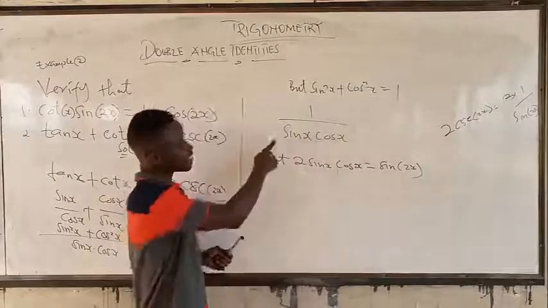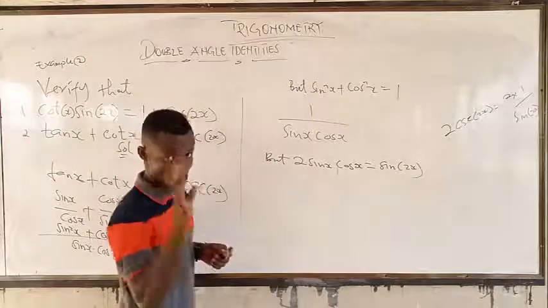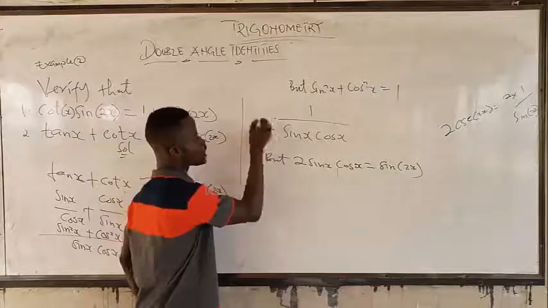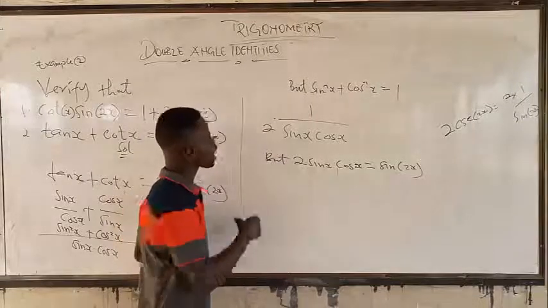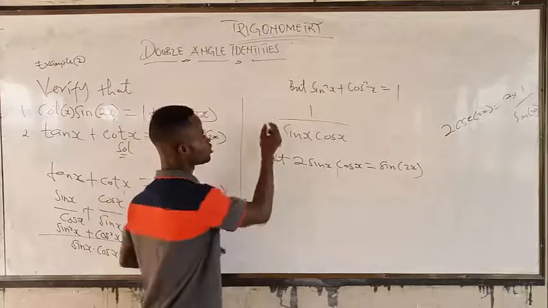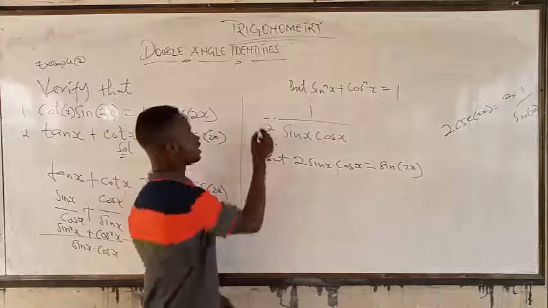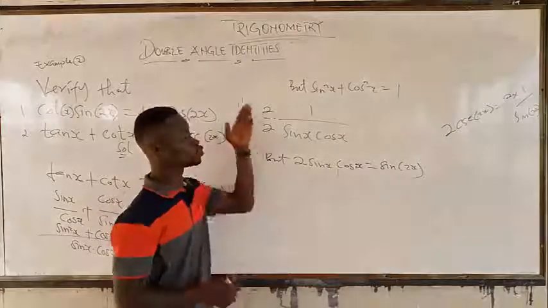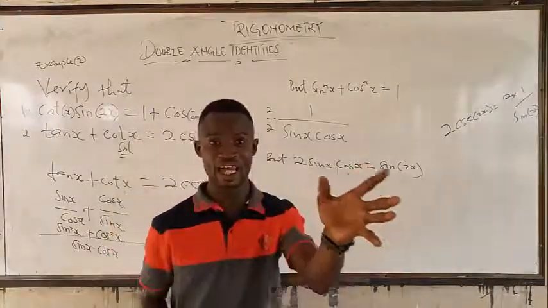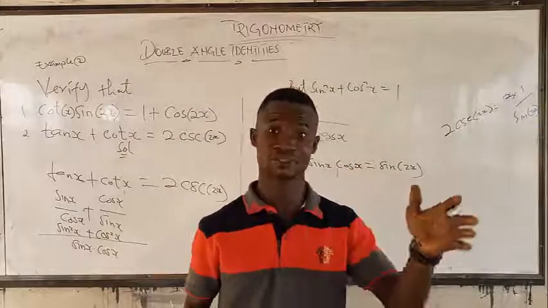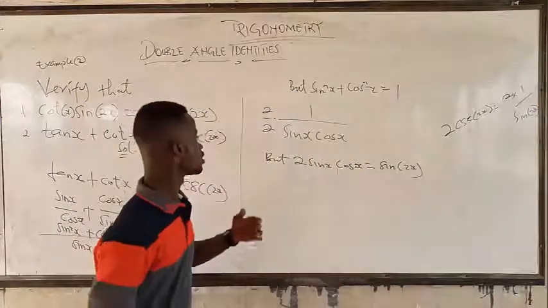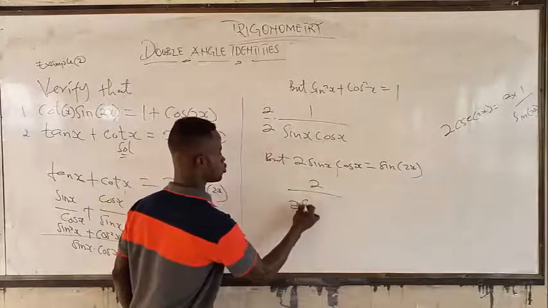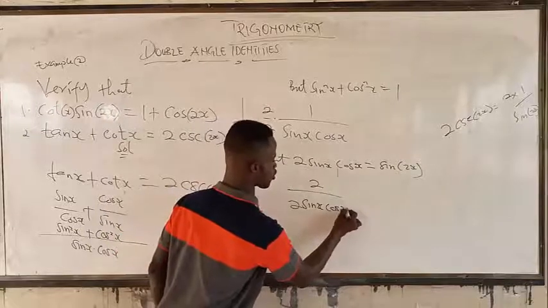But in the case that we don't have that 2 here, watch. For us to get that 2 here, we bring the 2 here. When you bring it, you must be careful, if not, it will change everything. So we multiply 1 over sine s cos s by 2 over 2, which is the same as multiplying it by 1, and that is not going to change anything. So here, we get 2 over 2 sine s cos s.